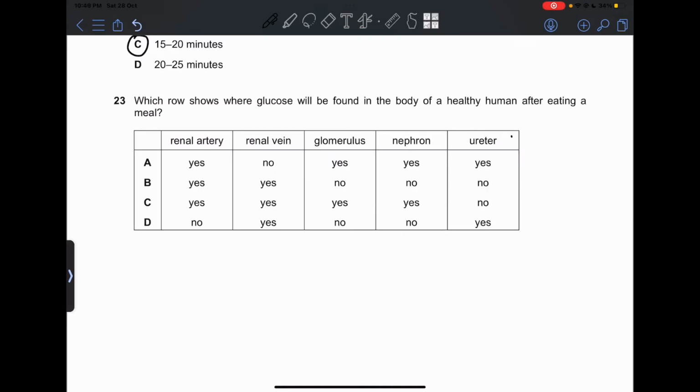23. Which row shows where glucose will be found in the body of a healthy human after eating a meal? So we know that if there is a healthy kidney and a healthy body, then the glucose will never be found at the ureter. It can be found in all places from the renal artery until the nephron. It's okay if it's a healthy body and a healthy kidney, but if glucose is found in the ureter, then this indicates a problem with the kidney. So our answer is going to be C.